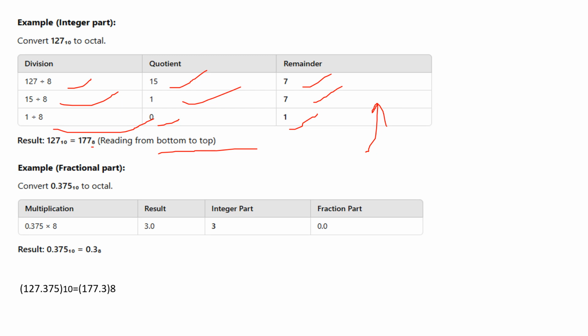Same like that, for the fractional part, 0.375, we have to do the multiplication. For the integer part we did the division, here we will do the multiplication. The result is 3.0. The integer part is 3 and the fractional part is 0.00. Thus the octal number equivalent to 0.375 is 0.3. So the final result is 127.375 base 10 equivalent to 177.3 base 8, which is the octal number.